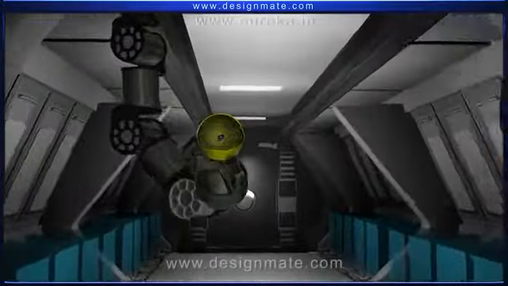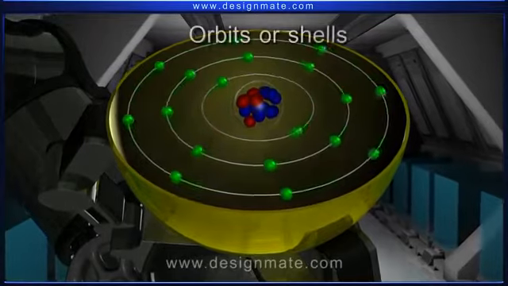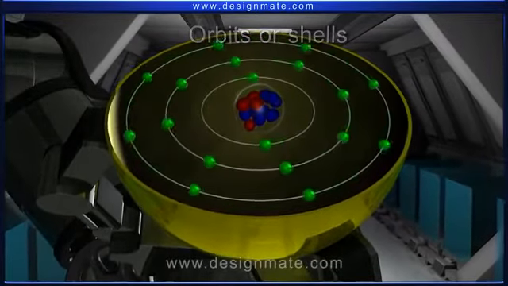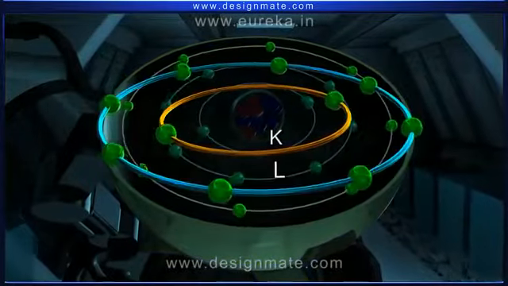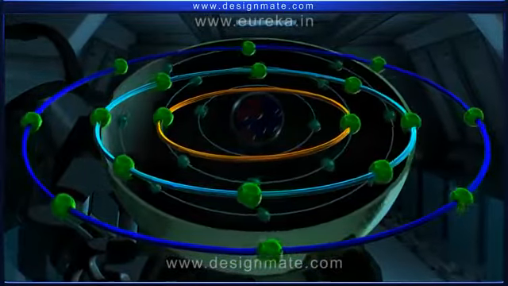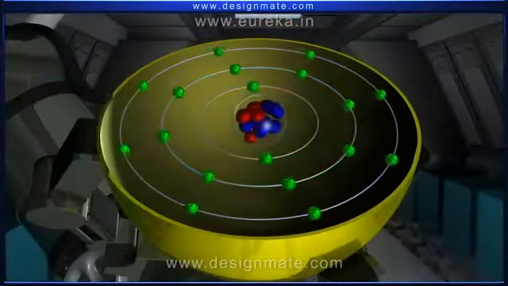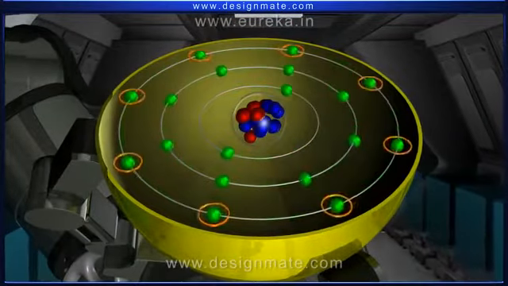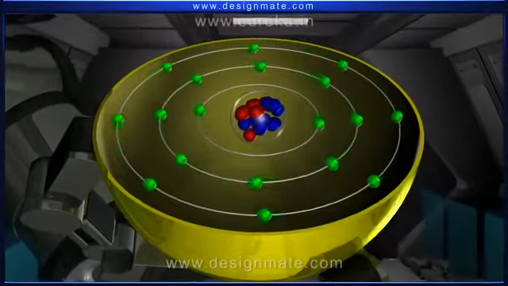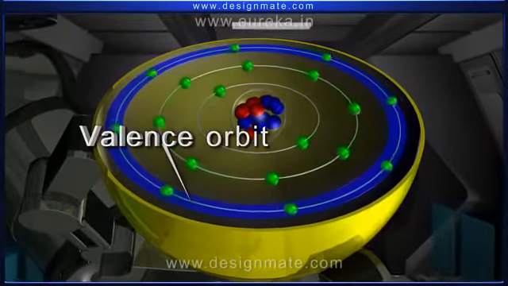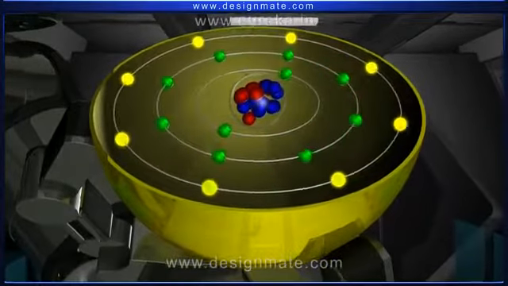According to Niels Bohr, electrons in an atom are arranged in a region around the nucleus called energy levels, orbits, or shells. These orbits are represented by letters such as K, L, M, or by numbers 1, 2, 3, and so on. The number of electrons present in the outermost orbit are known as valence electrons, and the outermost orbit is called the valence orbit. The maximum number of electrons that can be accommodated in the outermost orbit is 8.